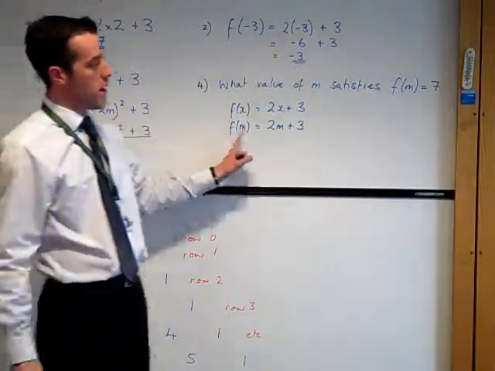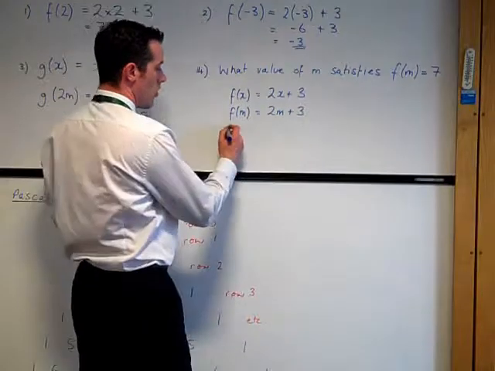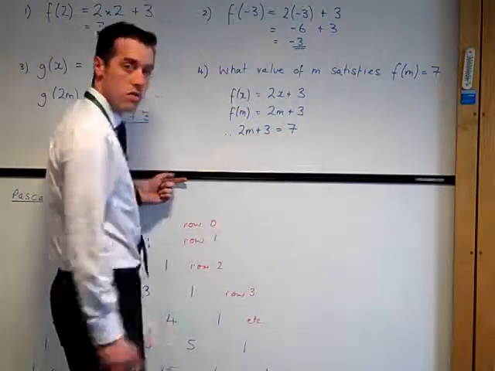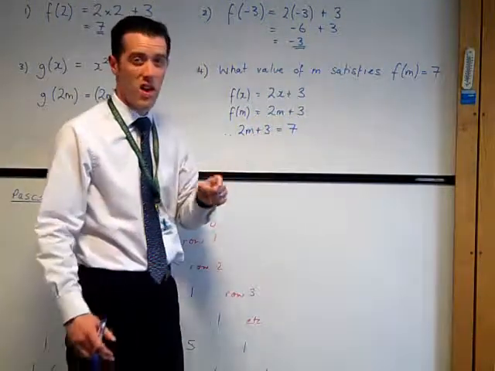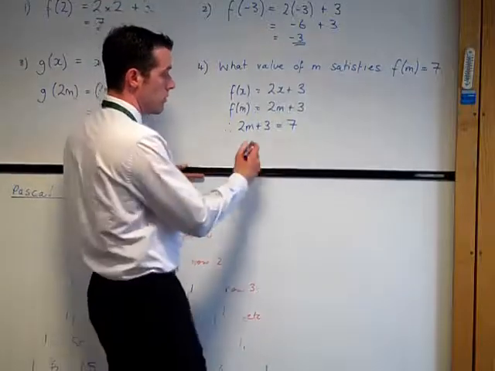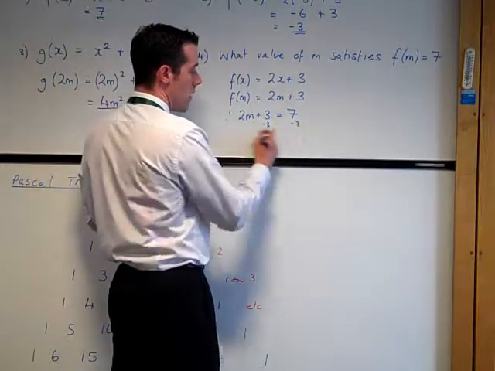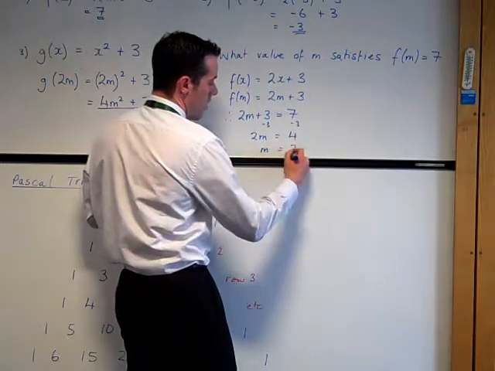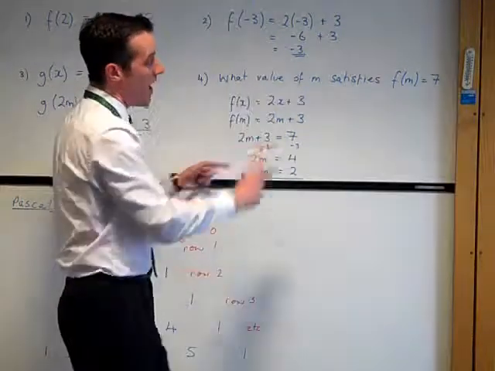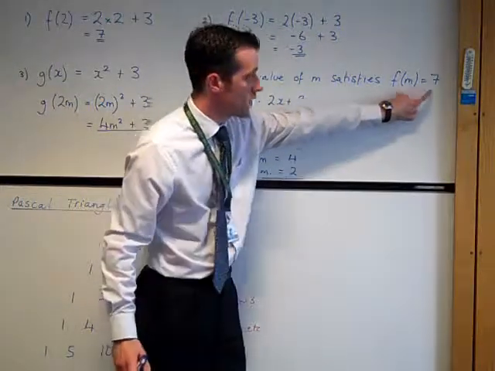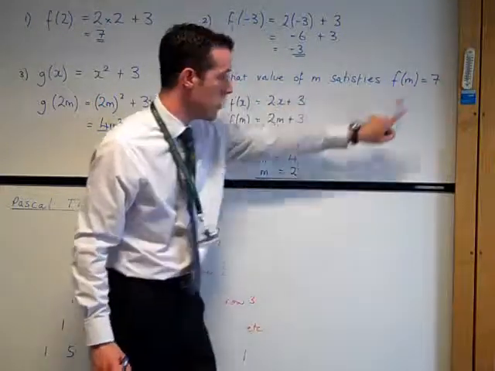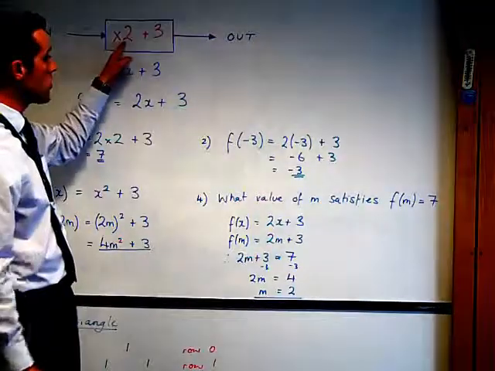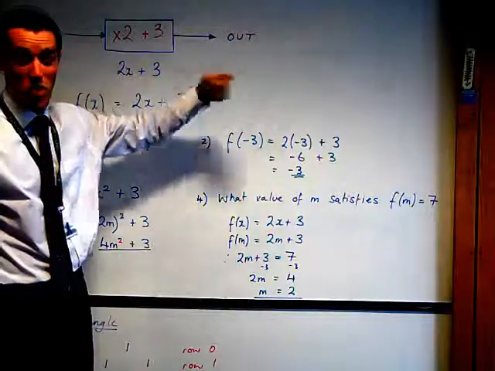And since we know that f of m is equal to 7, we can therefore write 2m plus 3 is equal to 7. So if 2m plus 3 equals 7, it's just a simple linear equation that we can solve. We take 3 off both sides, and then divide by the 2, so we've got 2m equal to 4, and then m is equal to 2. So the value of m that satisfies this, since we're given the output this time and they're asking for the input, is 2. If we put 2 into our function, let's check that: 2 times 2 is 4, add 3 is 7, so that works out.